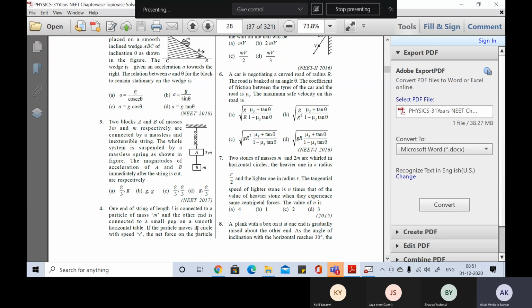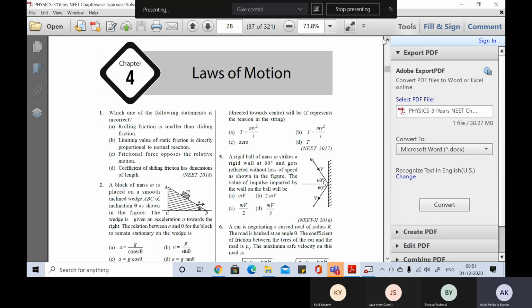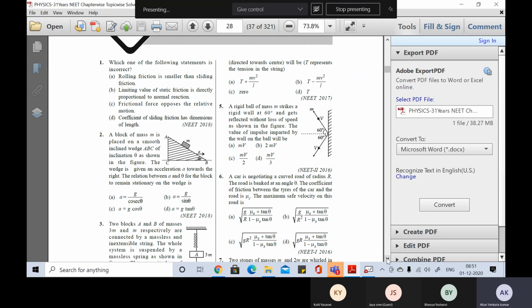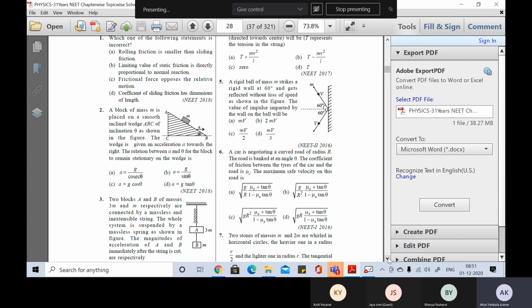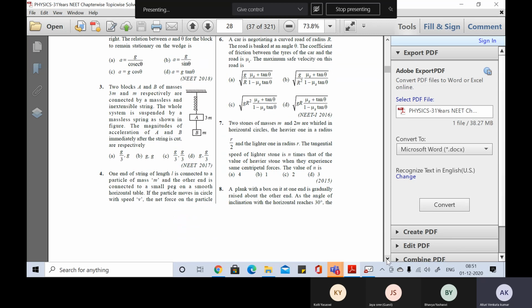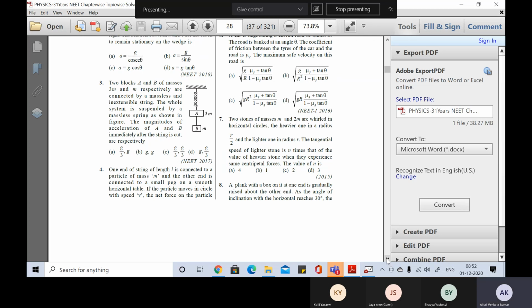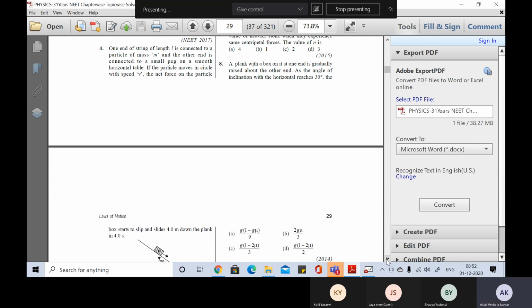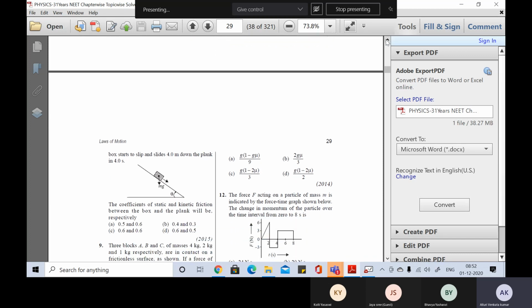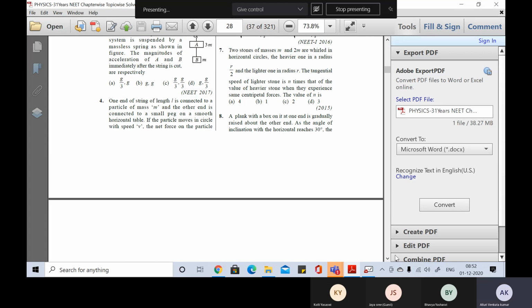Next, the fourth question is circular motion. One end of a string is connected to a particle. If the particle moves in a circle, that is our next chapter. And then this impulse also we'll see in momentum. Next, the sixth question also circular motion. Seventh question also circular motion. Friction. Eighth question. Read the eighth question.